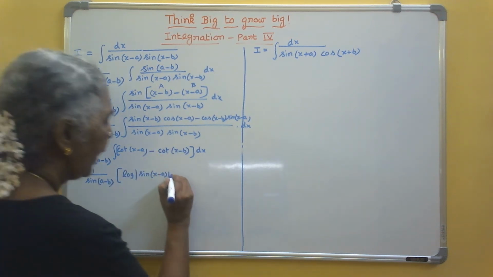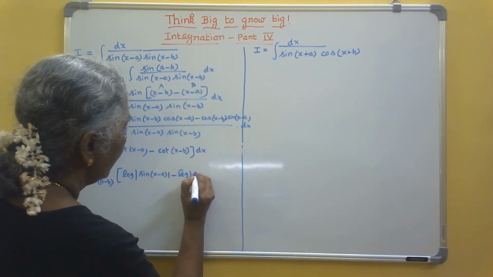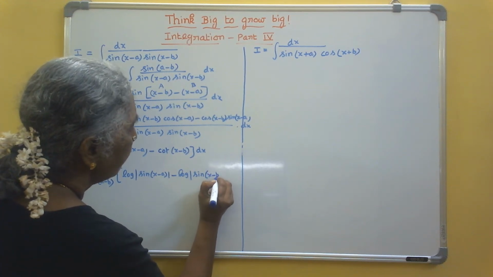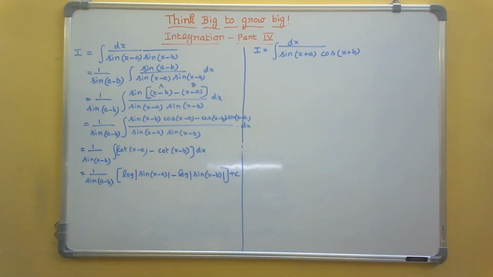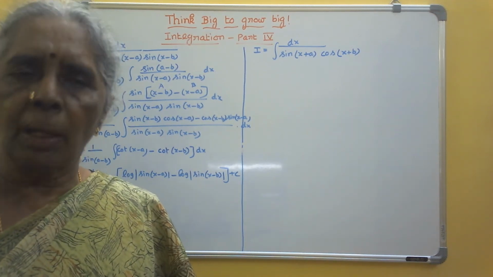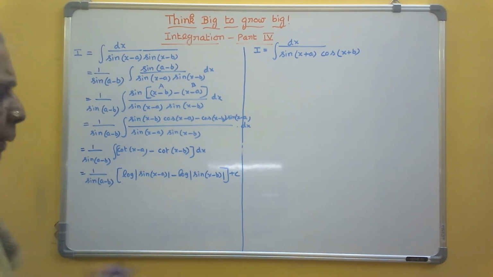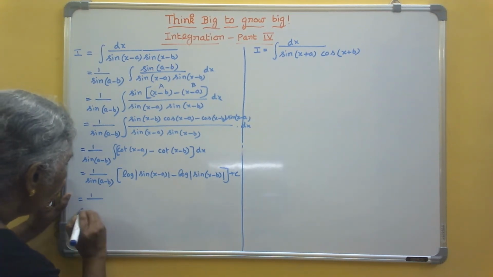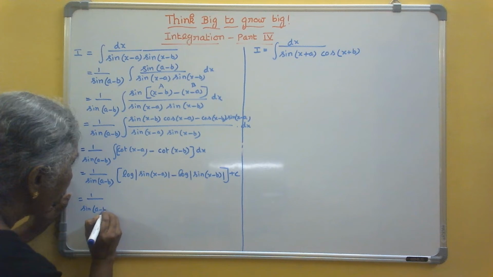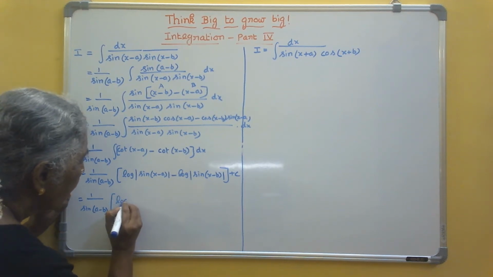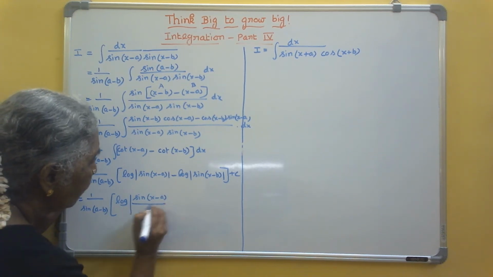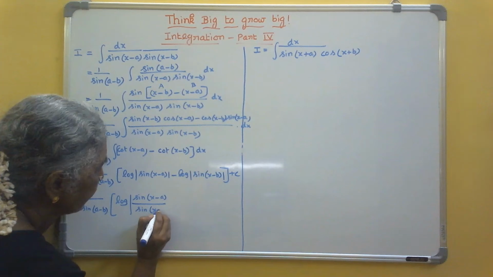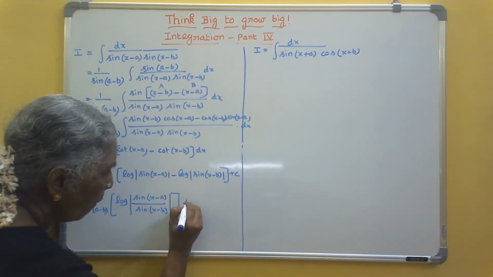Okay. For the second one you will get log mod sine of x minus b, close the bracket, then write plus c. Now if you see the bracket, it is like log a minus log b. We have to use the log rule, it is log a by b. So the final answer will be 1 by sine of a minus b into log mod sine of x minus a by sine of x minus b plus c.